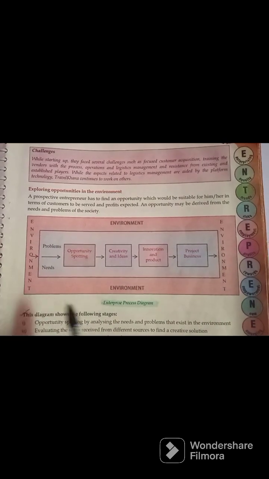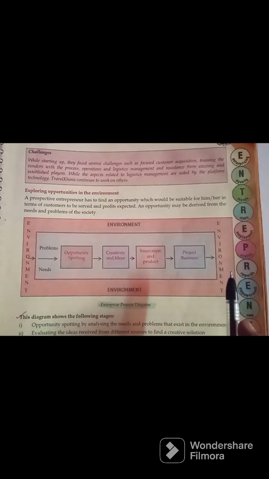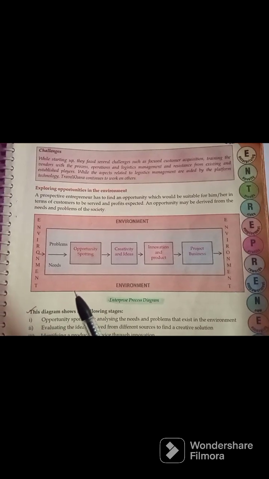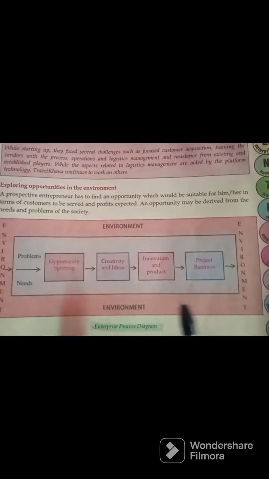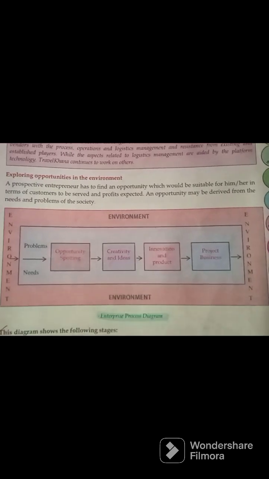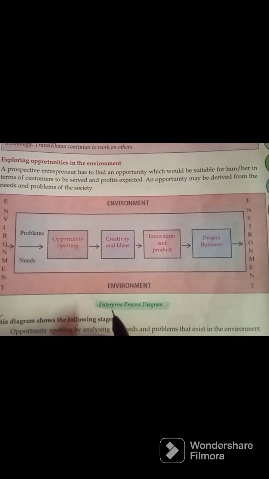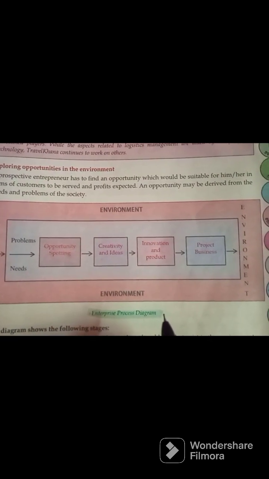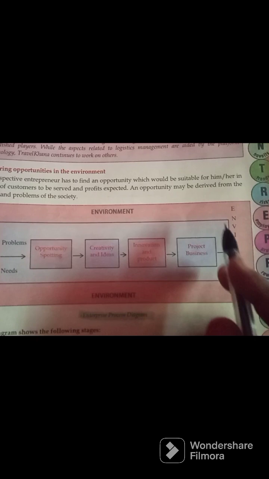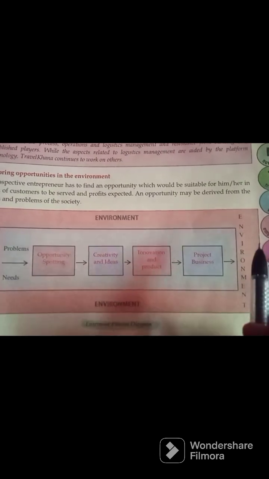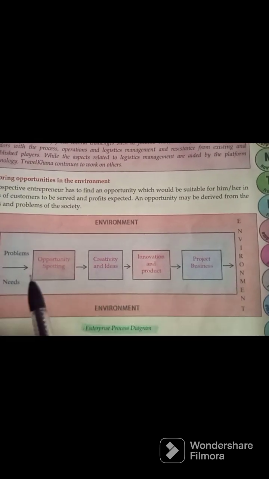This again can come in the form of a diagram because you have picture questions also, or pictorial questions. So this diagram can be given to you and you can be asked to explain it. Okay, or it can be said, discuss the enterprise process diagram. So this is how you will have to explain it one after the other.